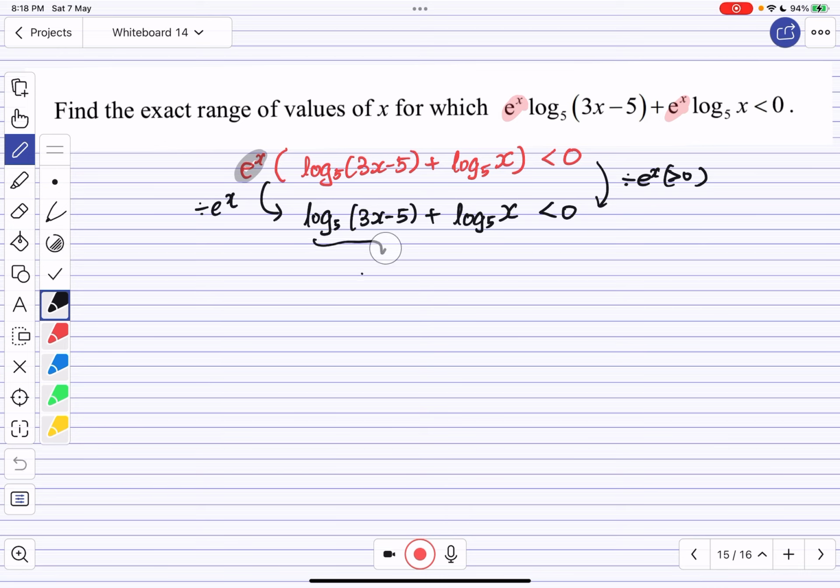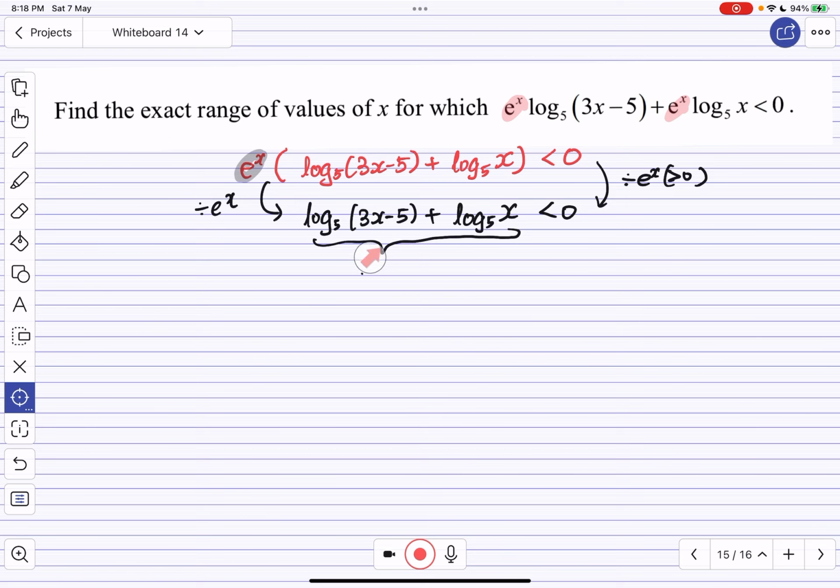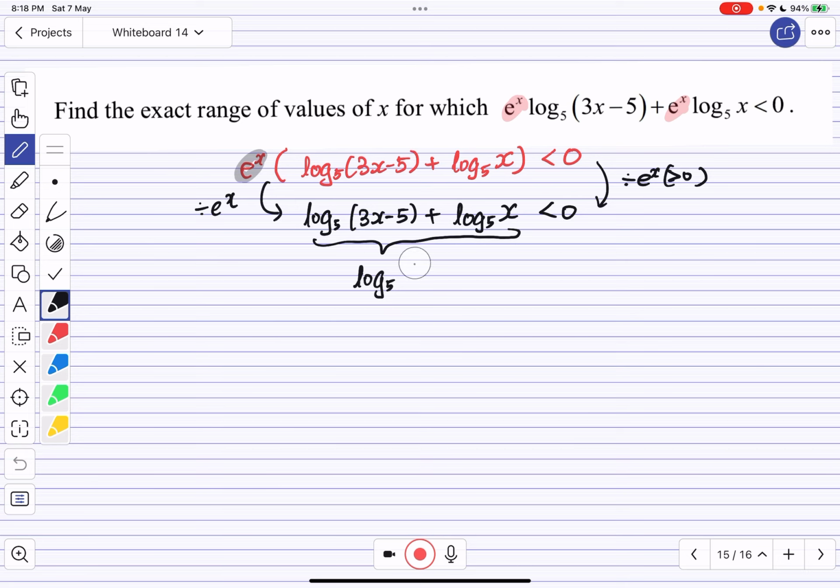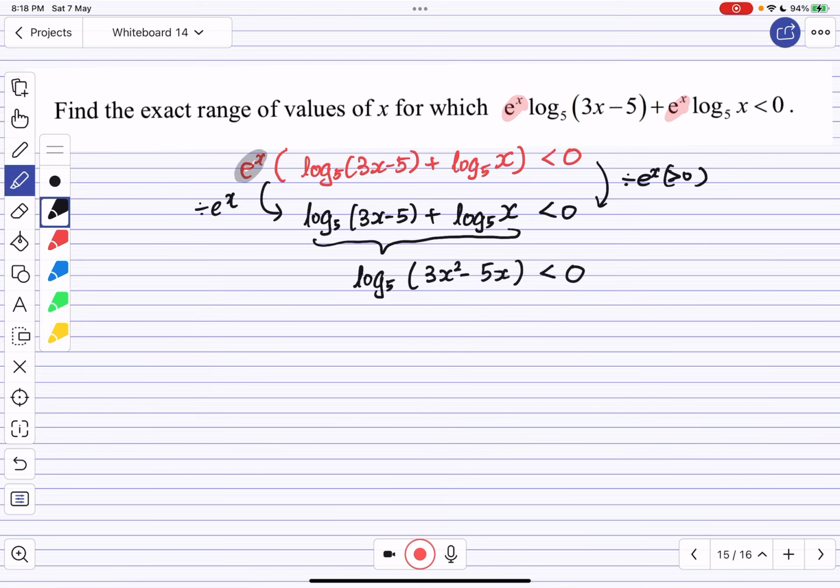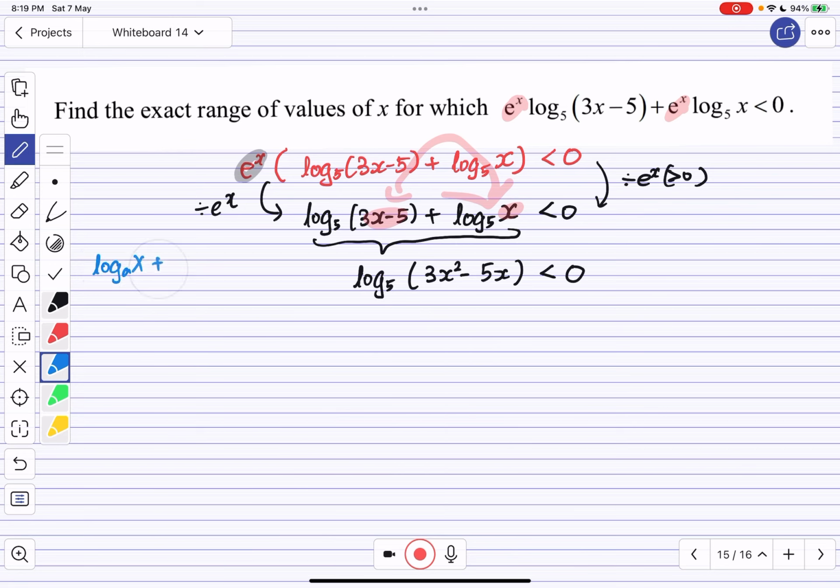Now, using the product law of logarithms, where log a plus log b is the same as log ab, I now get log base 5 of (3x minus 5) times x, which is the same as 3x squared minus 5x, less than 0. Because what I'm doing is multiplying these two terms together. The laws of logarithm tell me that log a x plus log a y is just log a of xy, because I'm using the product law.